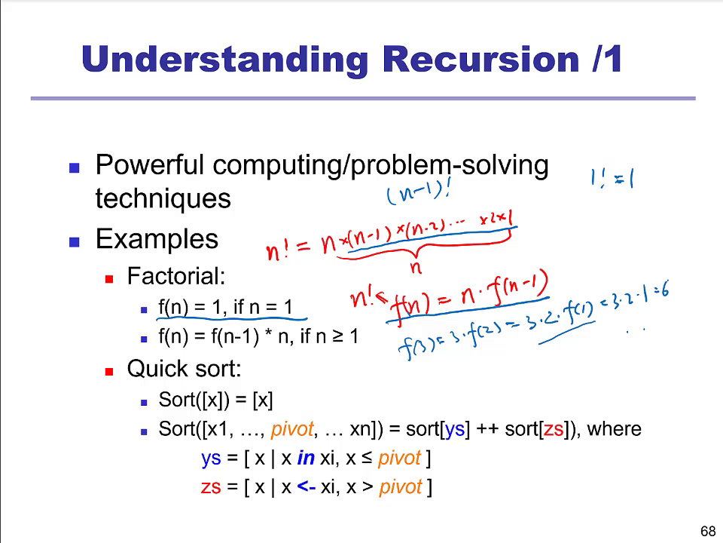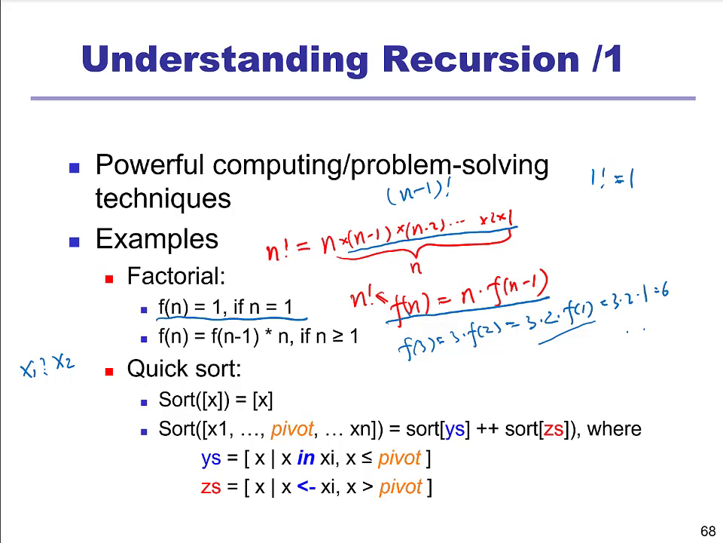So if we take another example, which is quicksort. Basically, we want to sort a list from x1 to xn, and let's say we have no idea how to do the sorting, okay? But what we have is we can compare the value of two numbers, for example x1 and x2, to see whether x1 is smaller or equal to x2, or x1 is larger than x2.